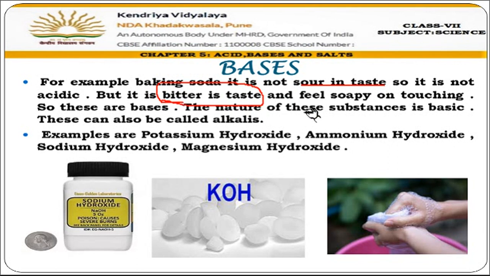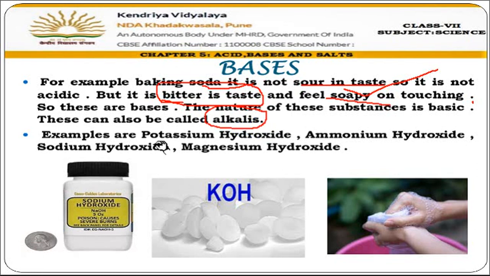And if you rub baking soda in your hand, you will feel it is soapy to the touch, like you can see in the picture how soap feels when you take a bath. It is very slippery to the touch. So these substances which are bitter in taste and have a soap-like touch are all called bases. And bases can also be called alkalis. The other word for base is alkali.